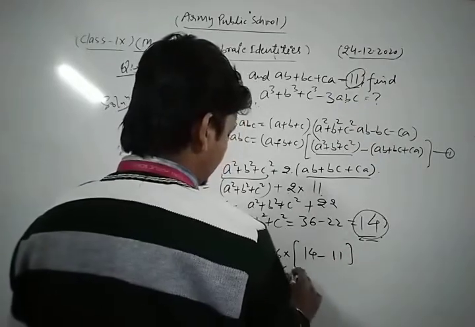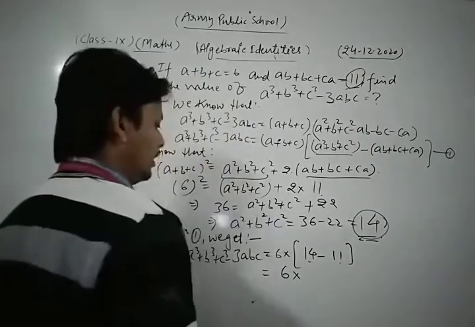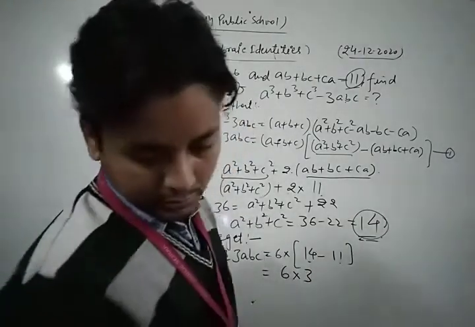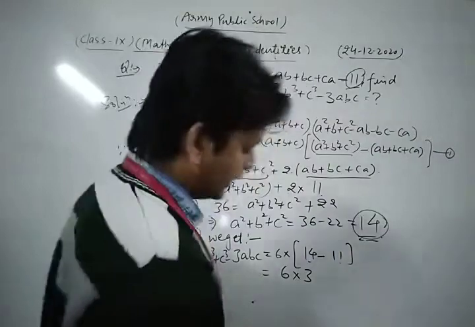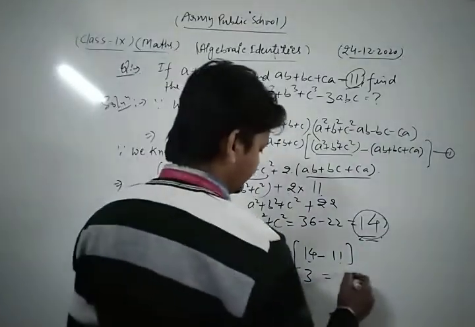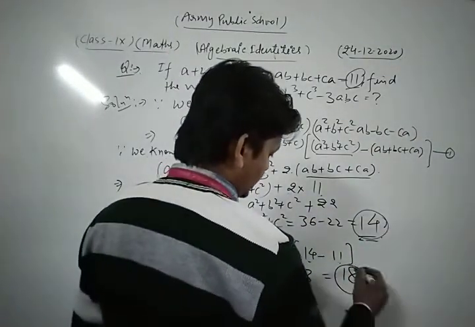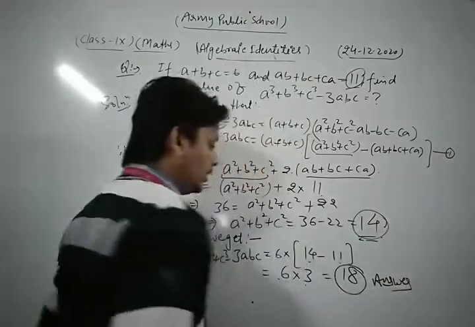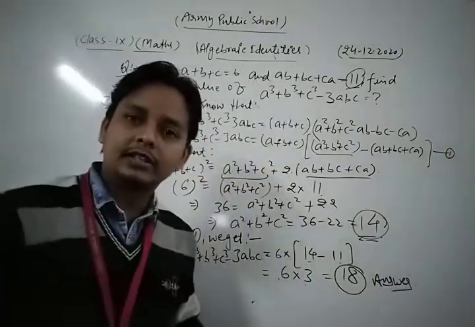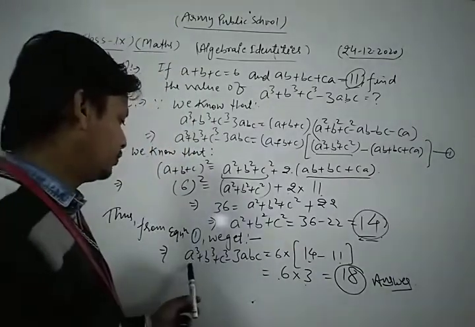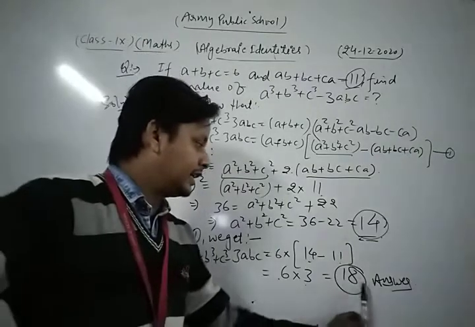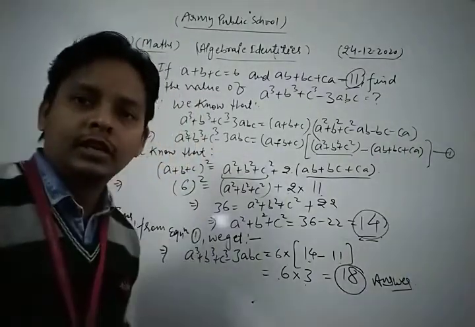Now we get 6 into 14 minus 11, which is 3. Now what do I get? 6 3s are 18. Thus, dear students, the value of a cube plus b cube plus c cube minus 3abc is equal to 18. This is our required solution of the given question.